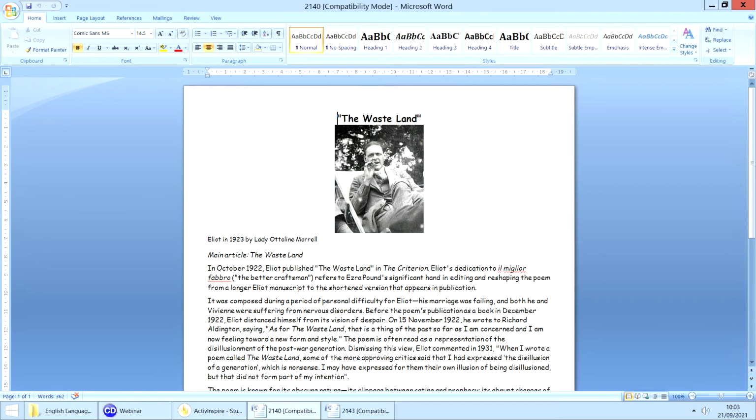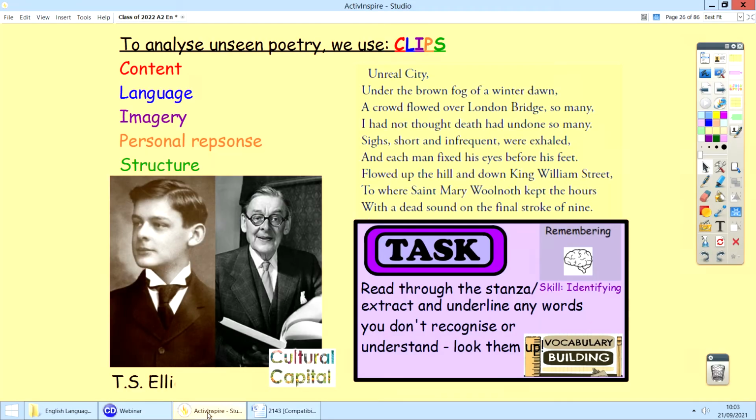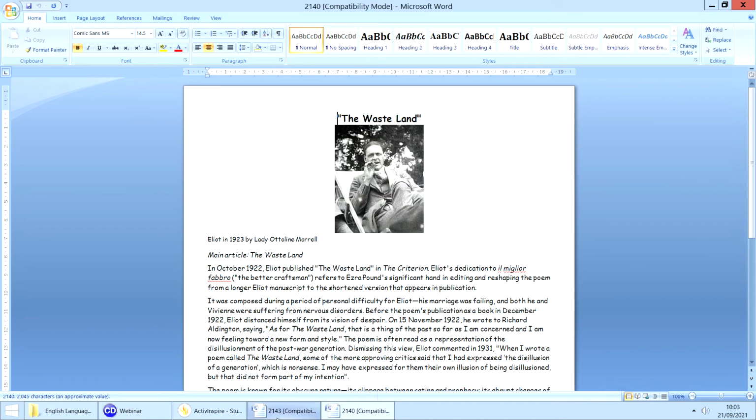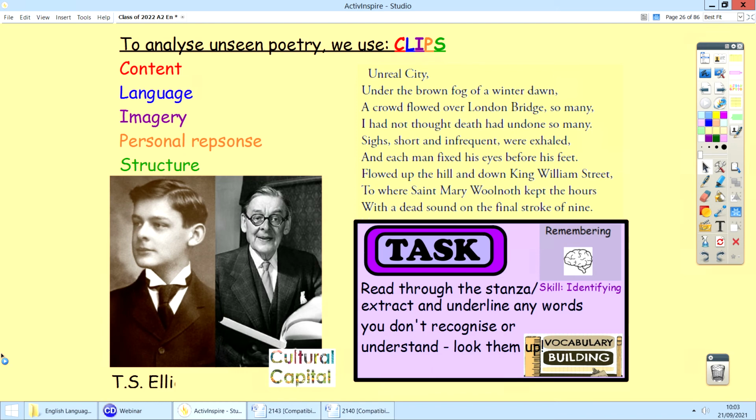Which side is the wasteland? That's the wasteland. Is this something else, or is that the wasteland too? No, it's the cultural capital button I need.